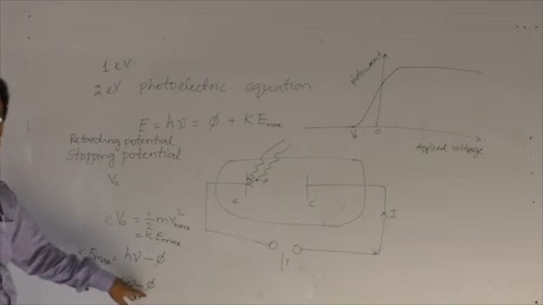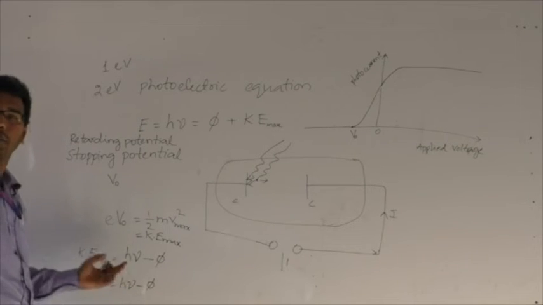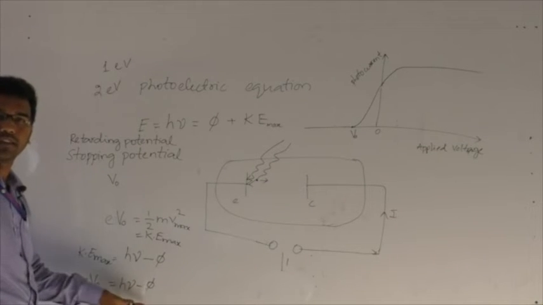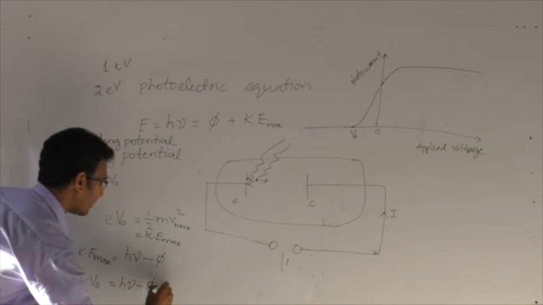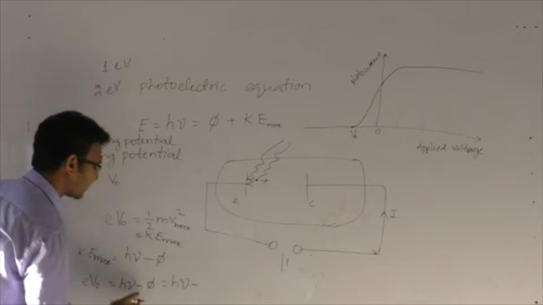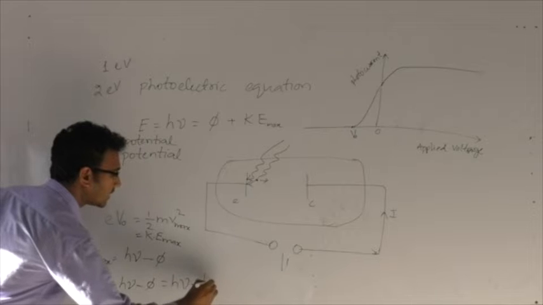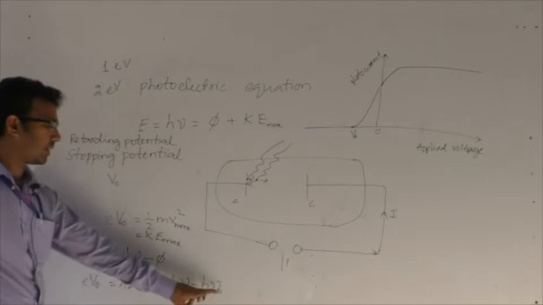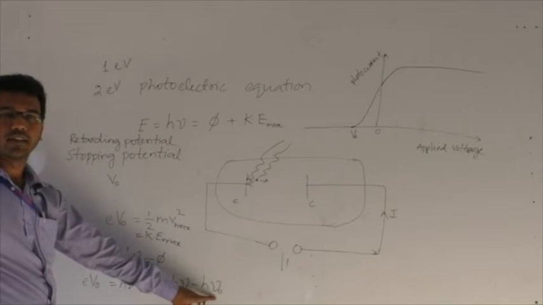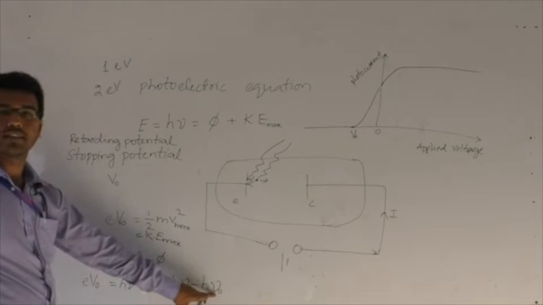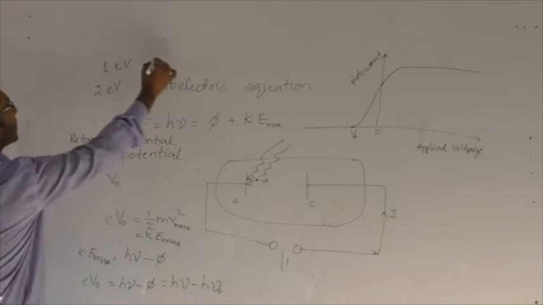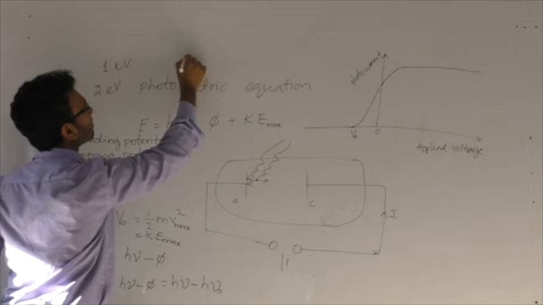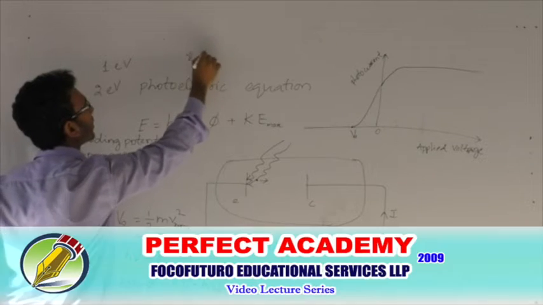Then what is phi? Can I write phi in terms of Planck's constant and frequency of light? Yes, I can write it. h nu minus phi can be written as h nu naught. What is this nu naught? In my previous lecture I told you this nu naught or f naught. I can represent frequency by these two letters, either nu or f.